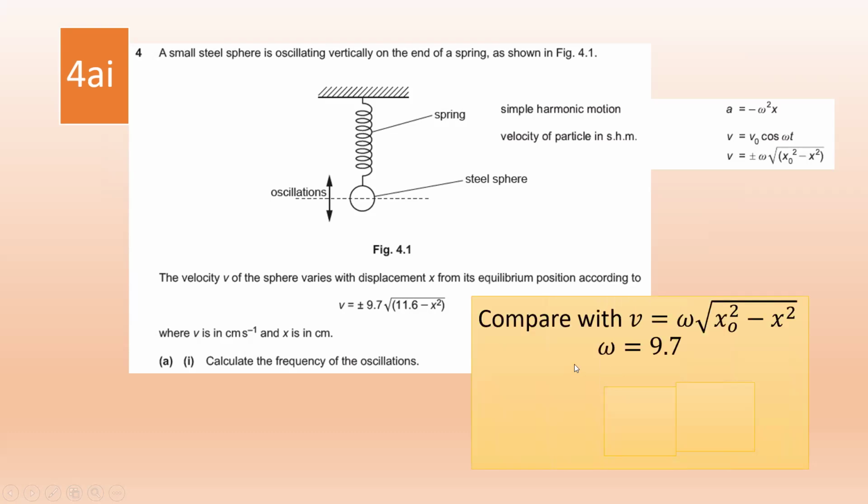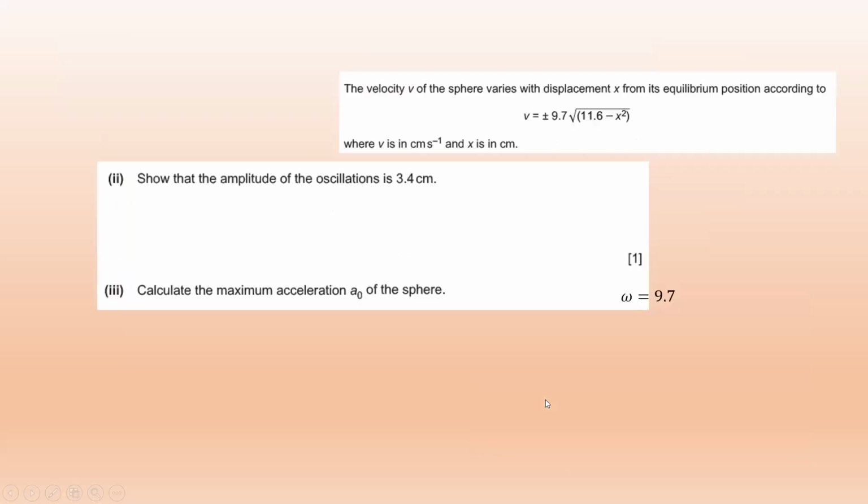Compare. Omega is 9.7 by f. Then make f the subject: put in the omega value divided by 2 pi. Calculate, we get 1.5. Amplitude first. Use that, x naught square is 11.6, and take the square root to find x naught.